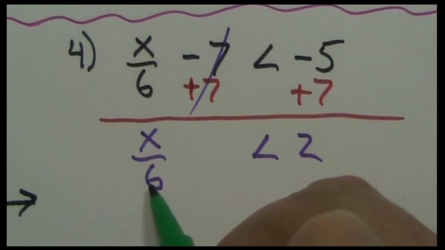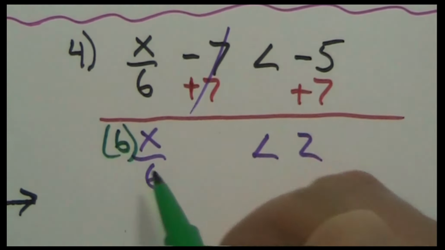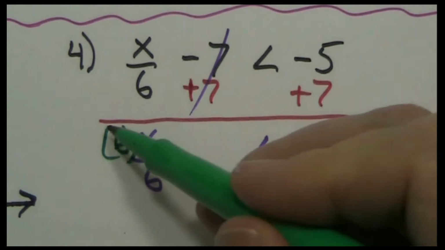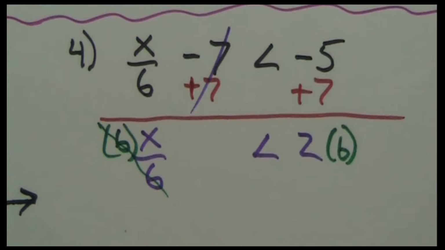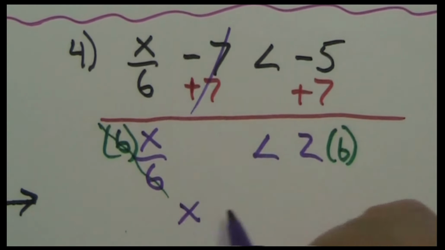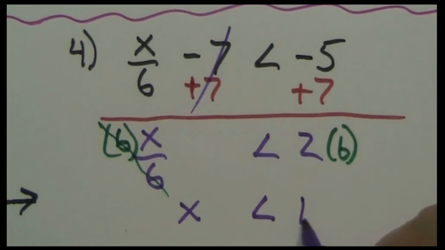Okay, now I'll go ahead and it's divided by 6, so I'll multiply by 6 on both sides. And notice that this will become a 1. So basically it's 1x or x less than 2 times 6.